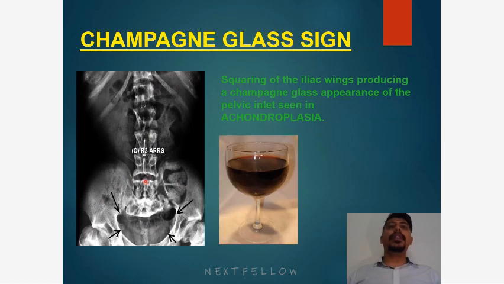Champagne glass sign, that is the squaring of the iliac wings producing a champagne glass appearance of the pelvic inlet, and it is the characteristic feature of the achondroplasia. So this is the champagne glass and this is the squaring of the pelvic inlet.